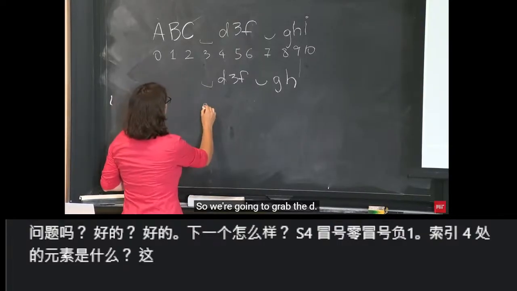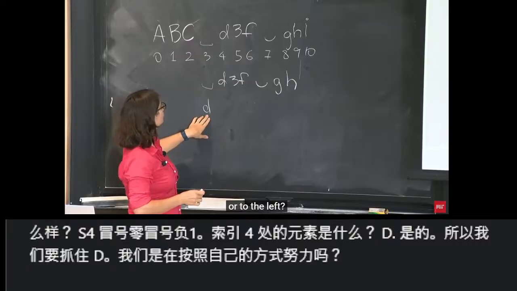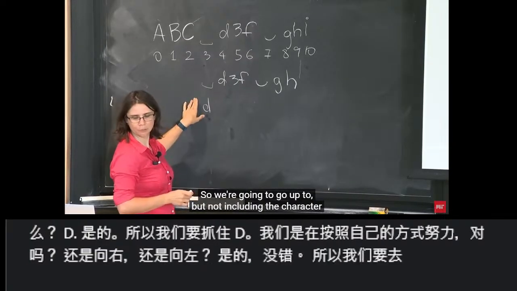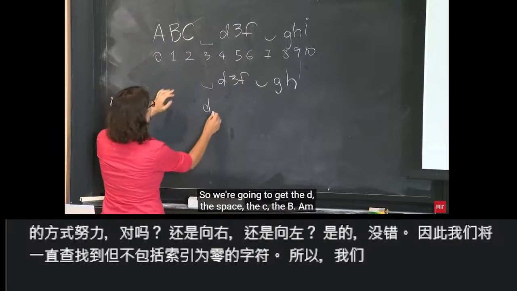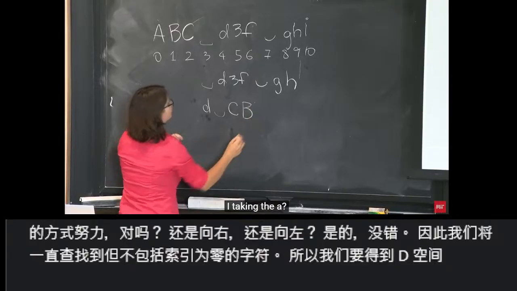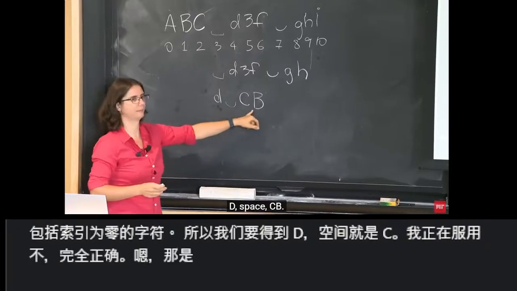The D, yep. So we're going to grab the D. Are we working our way to the right or to the left? Yeah, exactly. So we're going to go up to, but not including, the character at index 0. So we're going to get the D, the space, the C, the B. Am I taking the A? No, exactly. So that's it. D space CB.